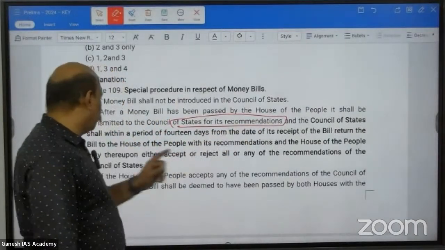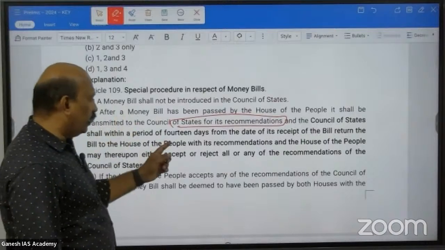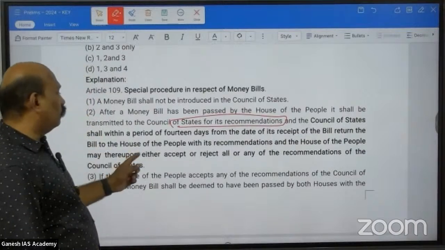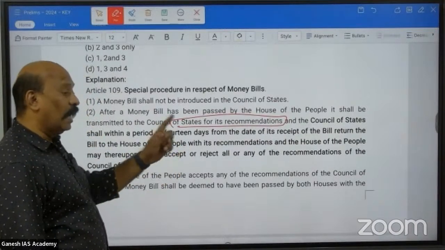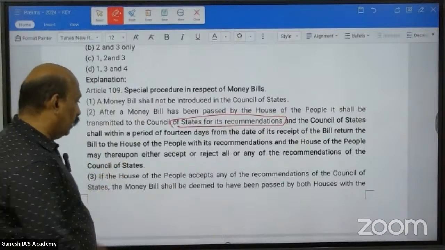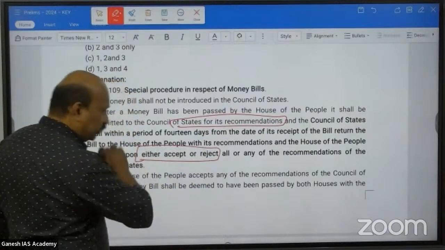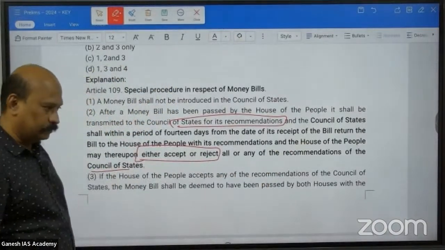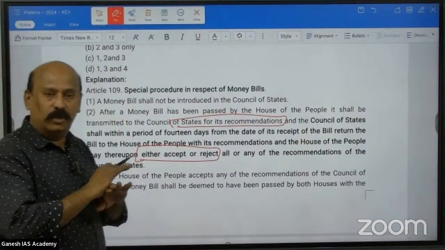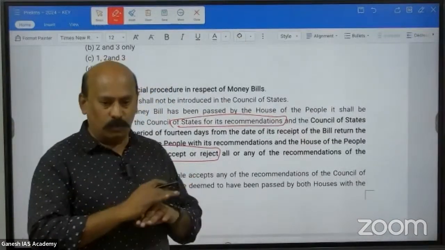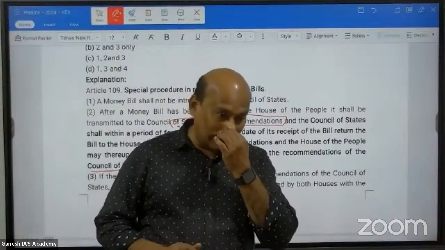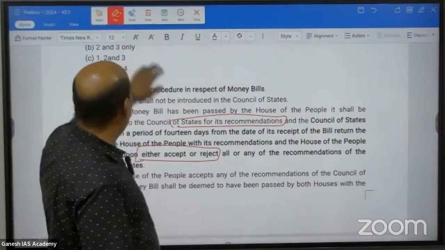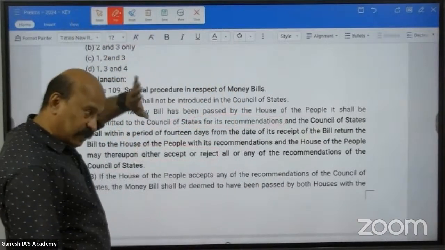And the Council of States shall, within a period of 14 days from the date of its receipt of the bill, return the bill to the House of People with its recommendations. And the House of People may thereupon either accept or reject all or any of the recommendations of the Council of States. Clear? So Lok Sabha is not obligated and it is not binding. The recommendations of the Rajya Sabha upon a money bill are not binding on Lok Sabha anyway. So, the fourth statement is definitely wrong.